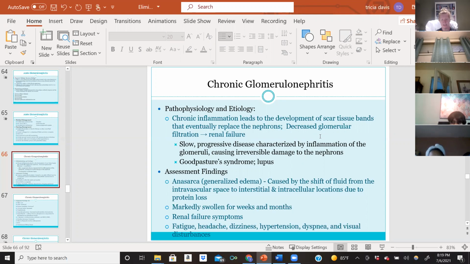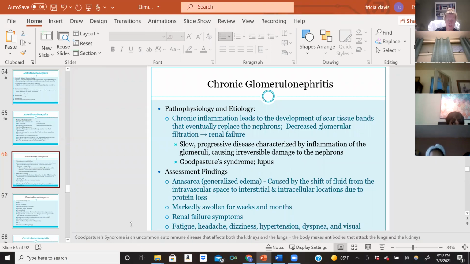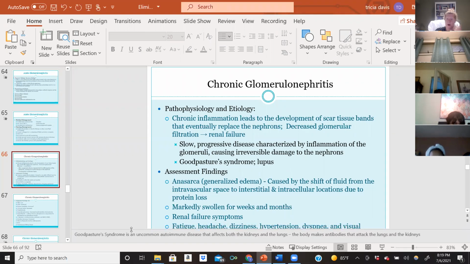Sometimes there are two things that your book talks about that can cause this. One is Goodpasture syndrome, and the other is lupus. Lupus is an autoimmune disease. So is Goodpasture syndrome. It affects the kidneys and the lungs, and it makes antibodies that attack them. So your body starts attacking itself. They think that it's a foreign object.